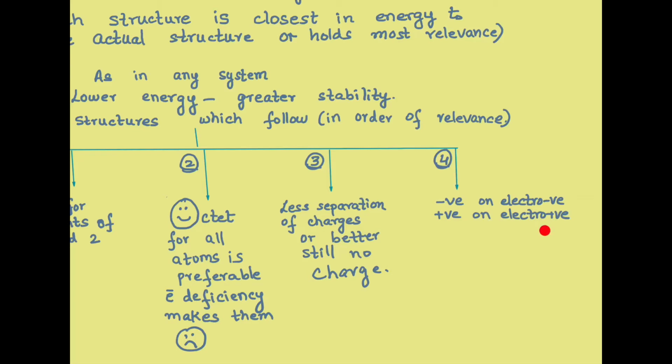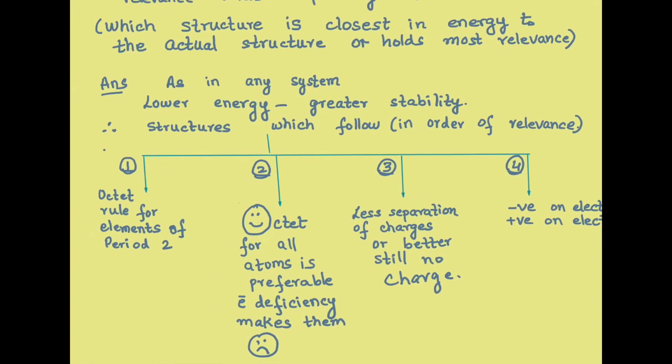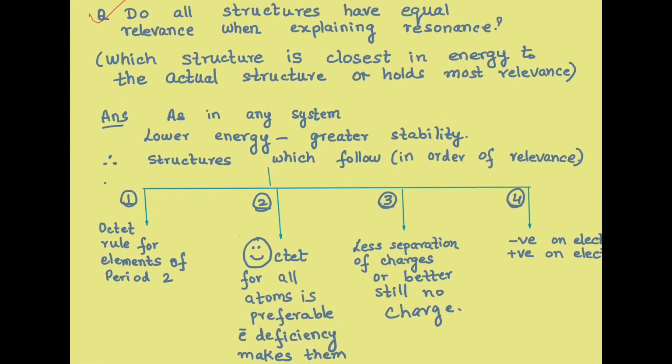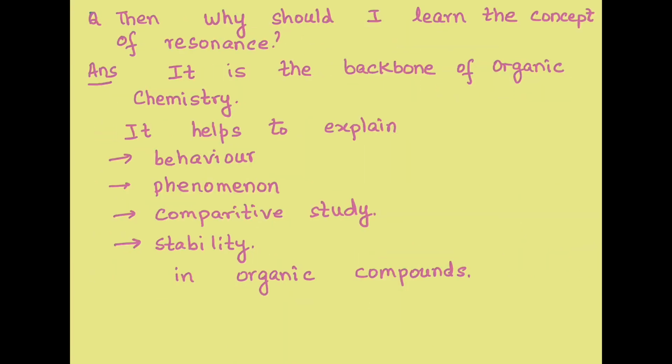Last but not the least, negative on electronegative, positive on electropositive, like we did in the case of oxygen. Oxygen is not happy if you give it a positive charge. It is happy when it is negatively charged or neutral.